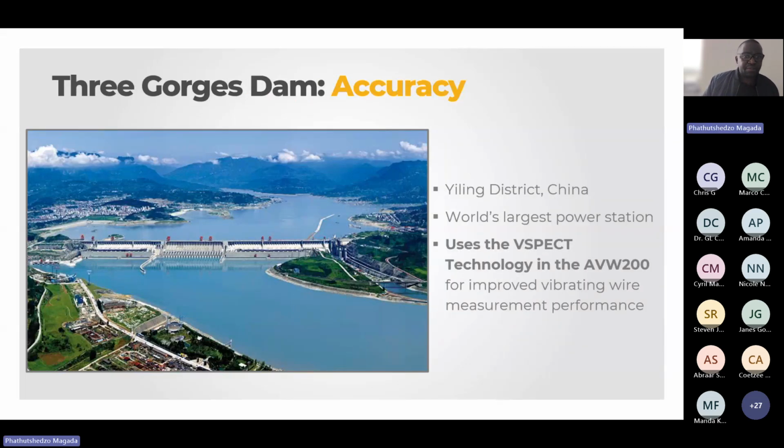We also have Three Gorges Dam. In this dam, the AVW200 was selected as the preferred vibrating wire sensor interface due to its reliability and accuracy in a high electrical noise environment. The AVW200 in that dam is currently monitoring hundreds of piezometers, crack meters, displacement sensors, strain gauges, tilt meters, and strain meters.